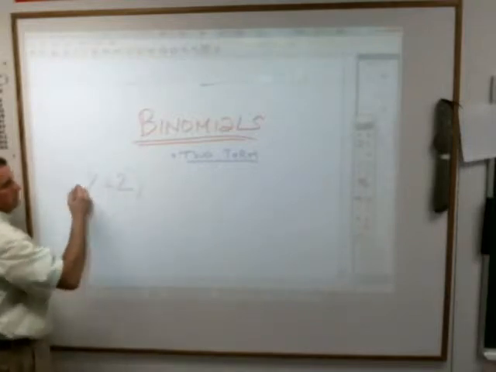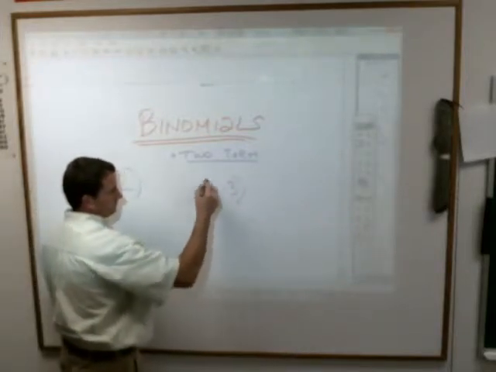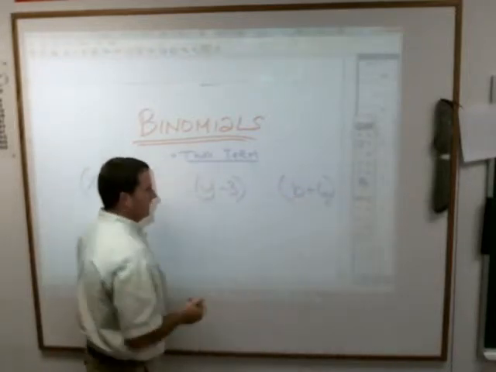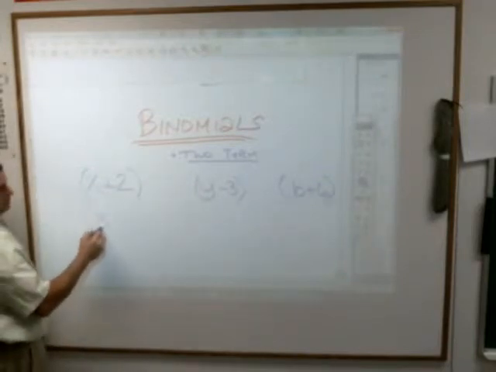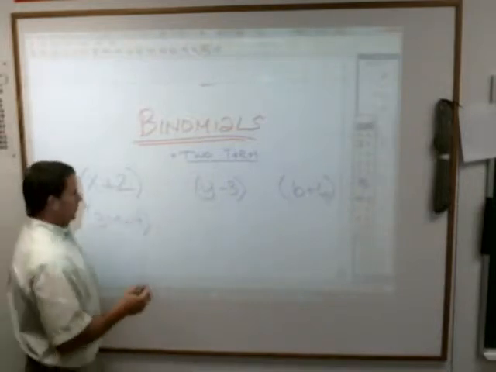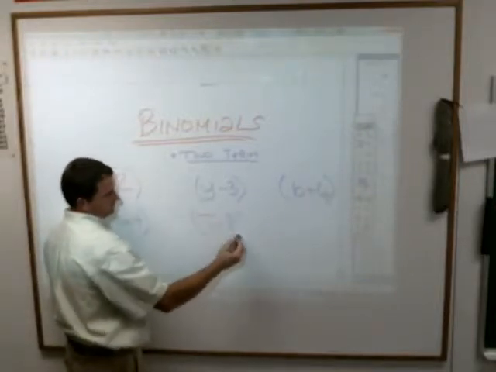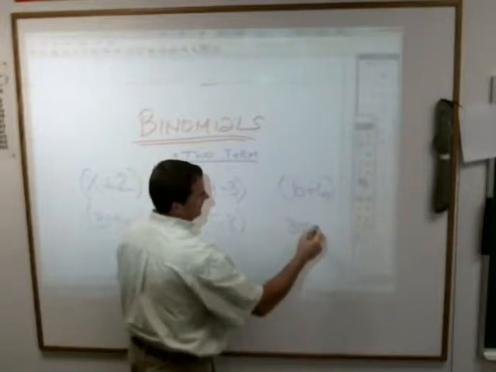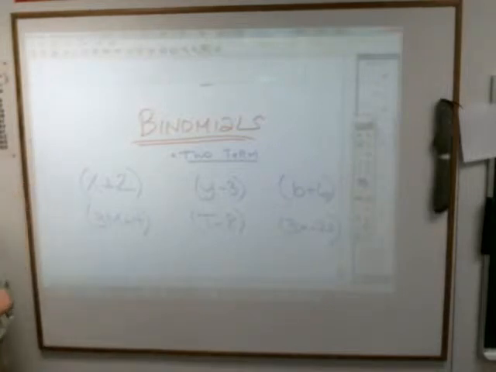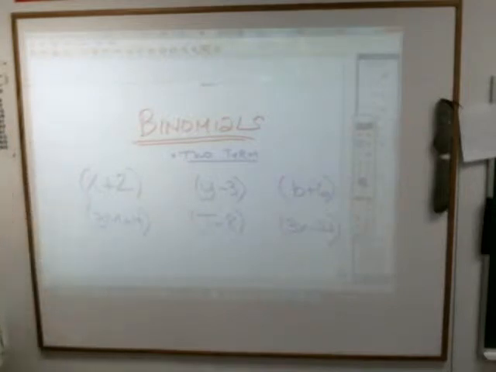x plus 2, or maybe y minus 3, or maybe b plus 6. And maybe you could get a little more complicated and get like 3m plus 4. Or quite possibly, I don't know, t minus 8. Or 3x minus 22. Those are called binomials because they're two-term things. Usually the binomial has the first term as whatever letter, and the second term is a number there.